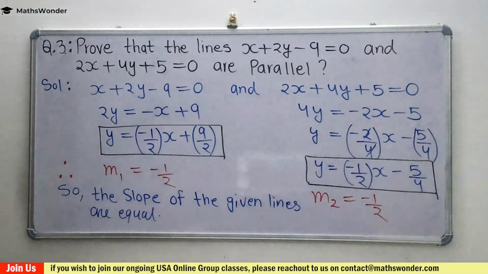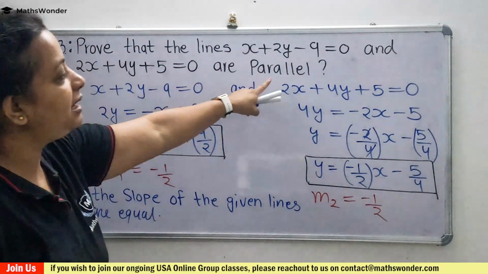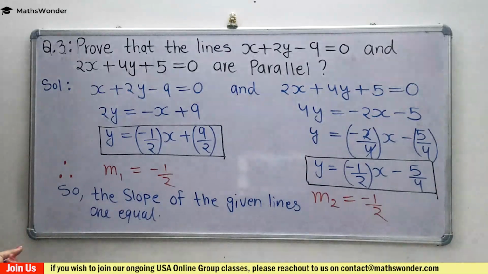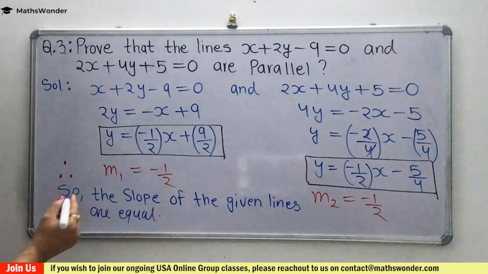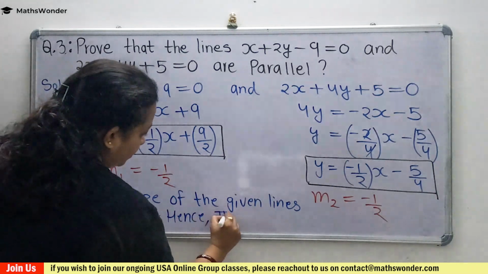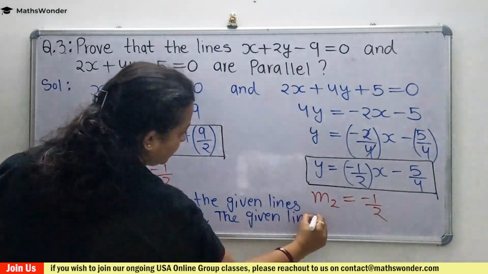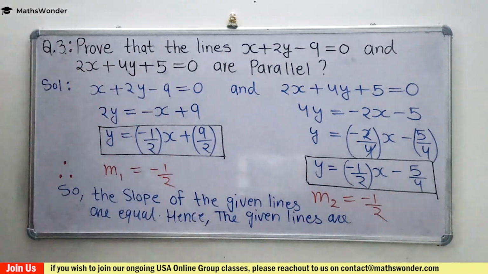What is the meaning of your given lines are parallel? So we need to prove that the lines this and this are parallel. Yes, of course parallel, because both the slopes are the same, right? When both the slopes are equal, that means the given lines, hence the given lines are parallel. Okay.